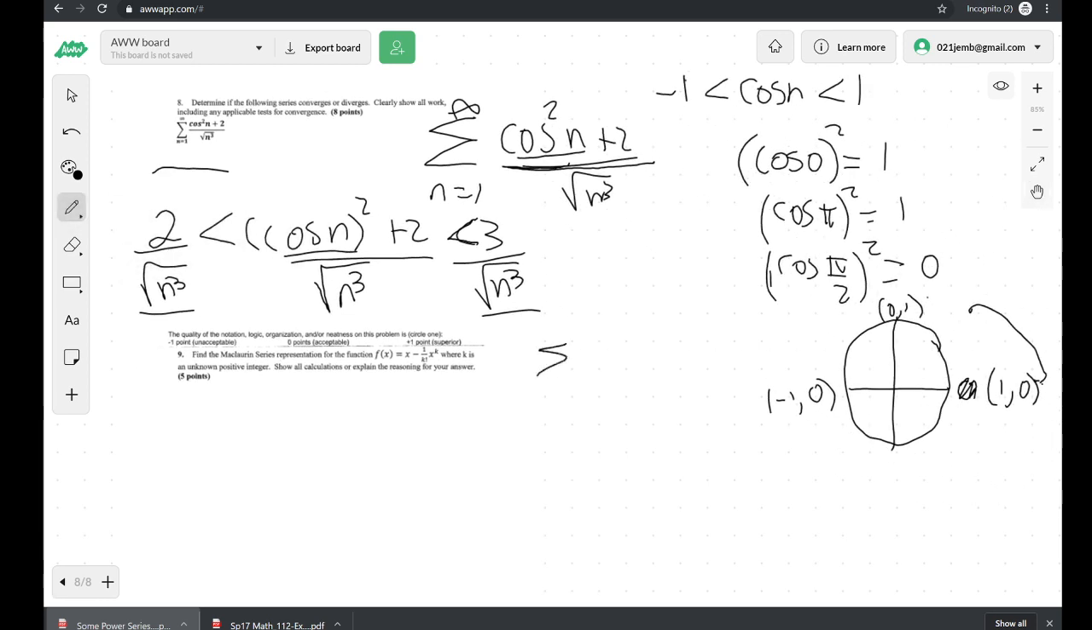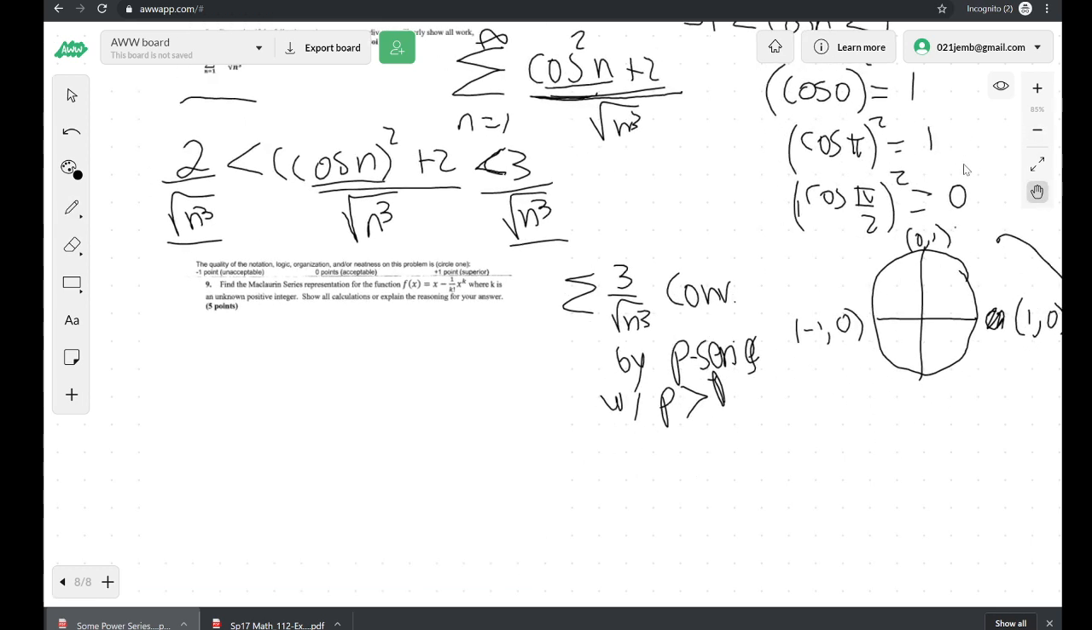Okay, the sum of 3 over the square root of n cubed converges by p-series, with p greater than 1. When p is greater than 1, it will converge. So what's happening here is that we can use the comparison test.